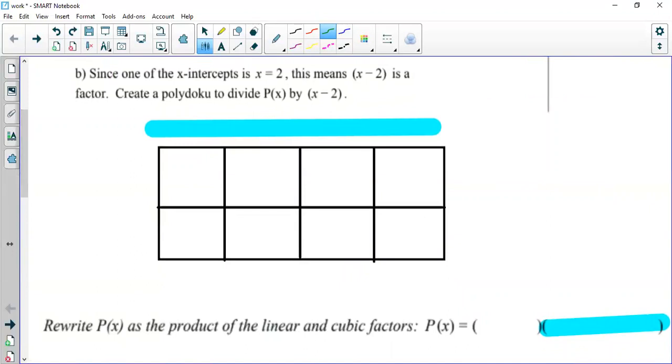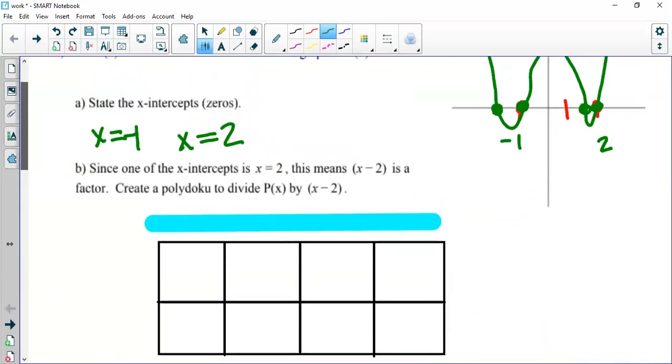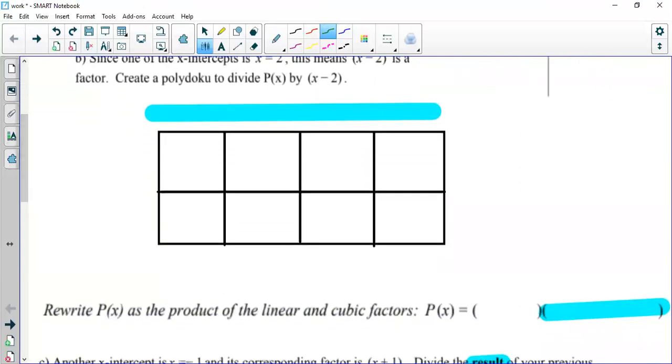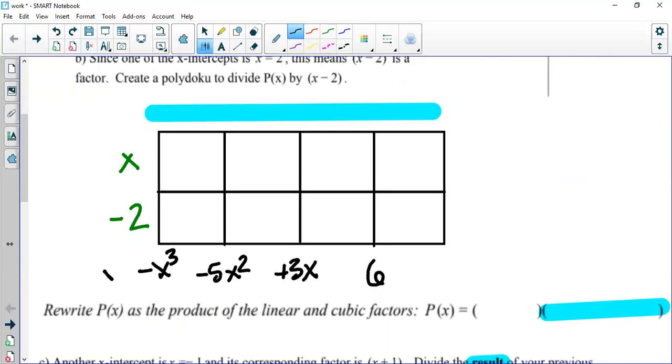So since one of our x-intercepts is +2, that means x minus 2 is a factor. Create a Polydoku to divide our polynomial by that factor. So I'm going to write that x minus 2 over here on this side. And I'm going to write my original polynomial down here, right? When I'm dividing, I have an answer, and I'm dividing by a factor to find the other factor. And so I know that my constant 6 is going to go on that left line here of my last box. I've got a plus 3x. We have the minus 5x squared, the negative x cubed, and the x to the 4th.